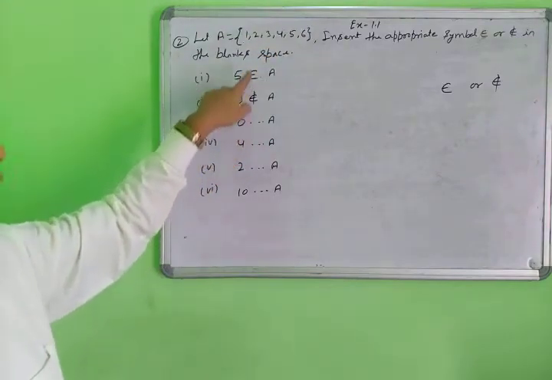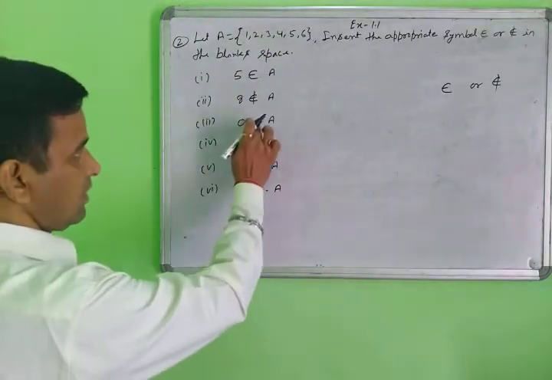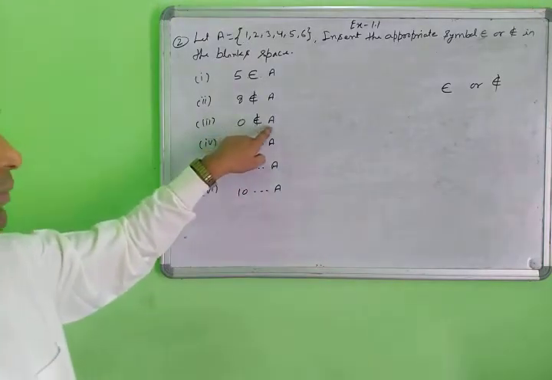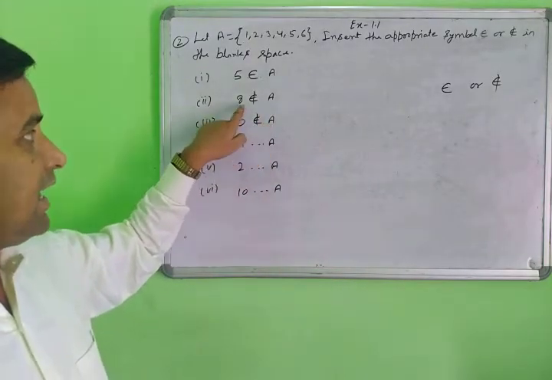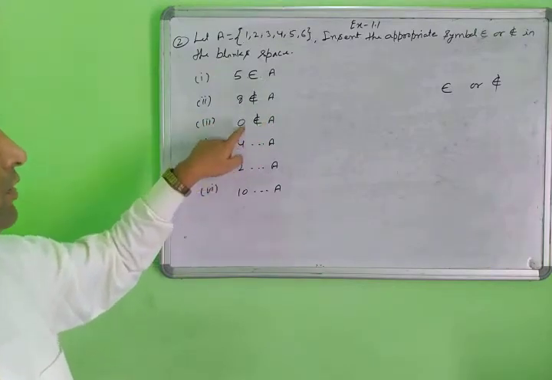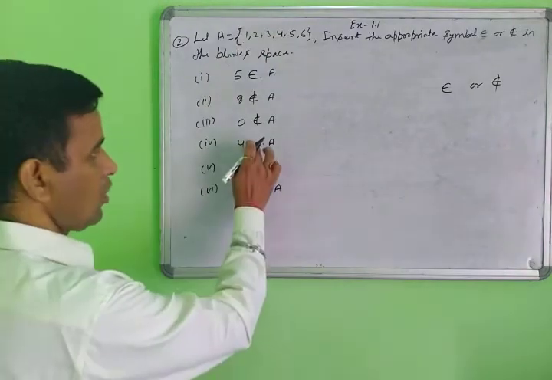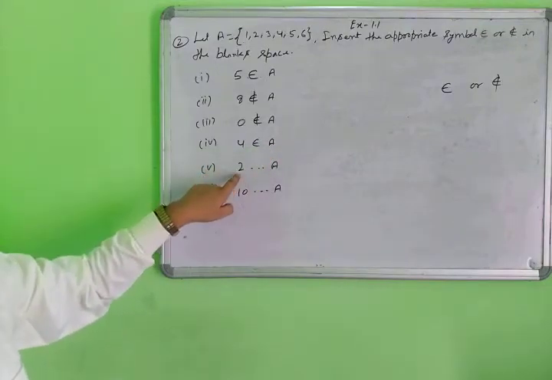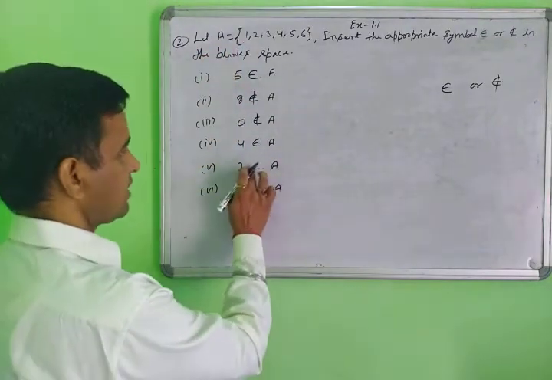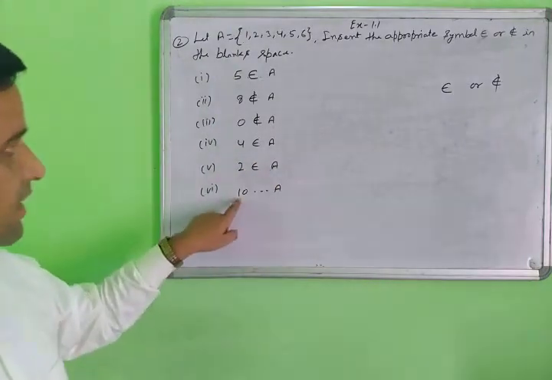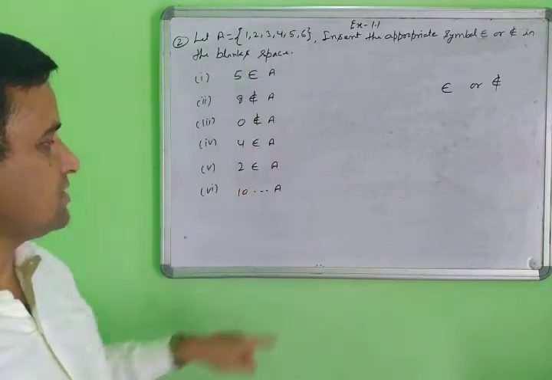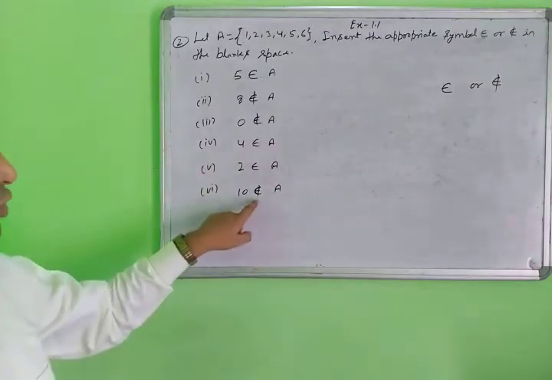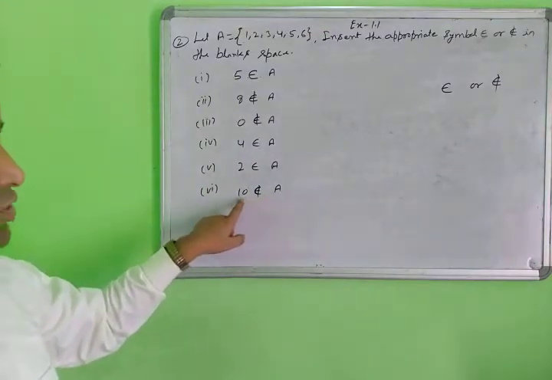Third part, 0. 0 is not in set A, so you also write does not belong, because 0 is not an element of set A. Next, 4: 4 is an element of set A, so yes, it belongs, and you write 4 belongs to set A. Next, 2 belongs to set A, so we write 2 belongs to set A. And next, 10: 10 is not an element of set A, which means 10 does not belong to A.